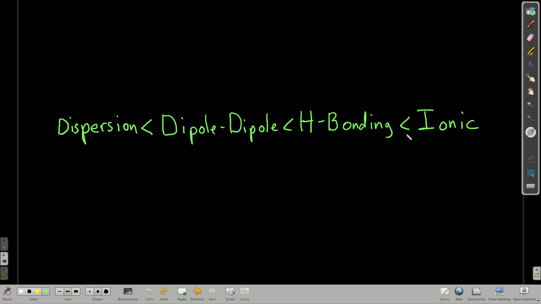Now, you also will see ionic compounds thrown in here. Ionic compounds are not molecular compounds. They're not covalent bonds like we have over here. These attractions between the ions are stronger than any of these three we talked about.